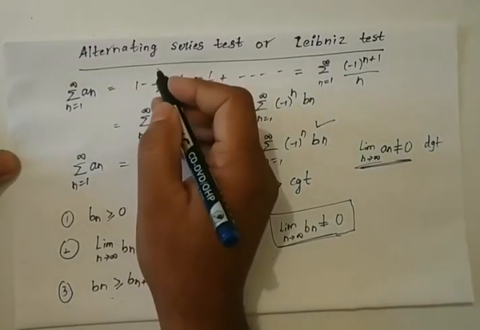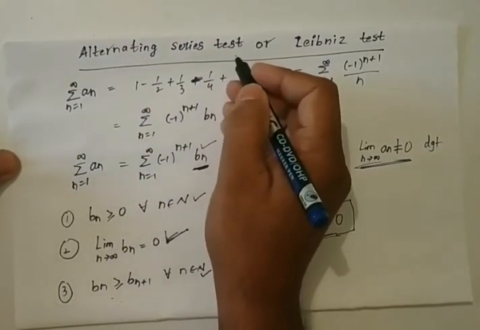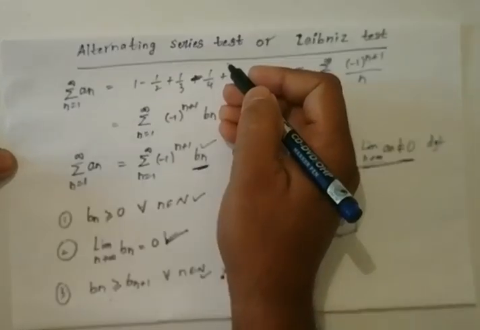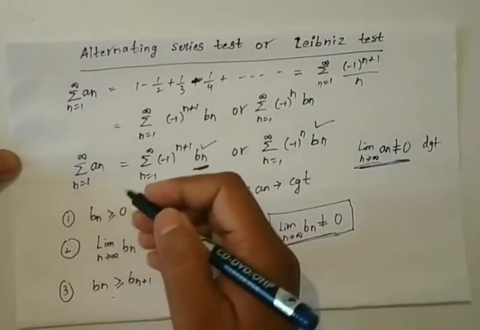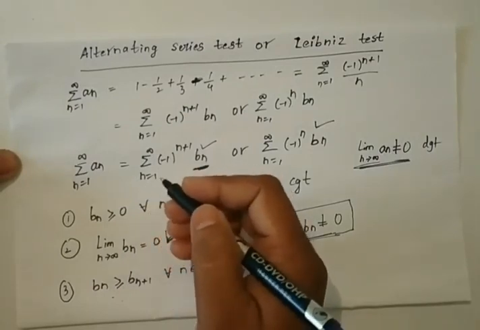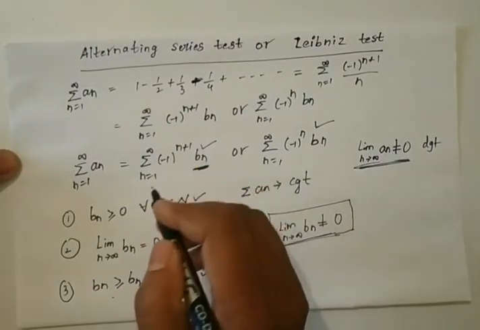The alternating series test is used to determine the convergence of the series. That series must be alternating. That means the alternating series test is used only for alternating series.